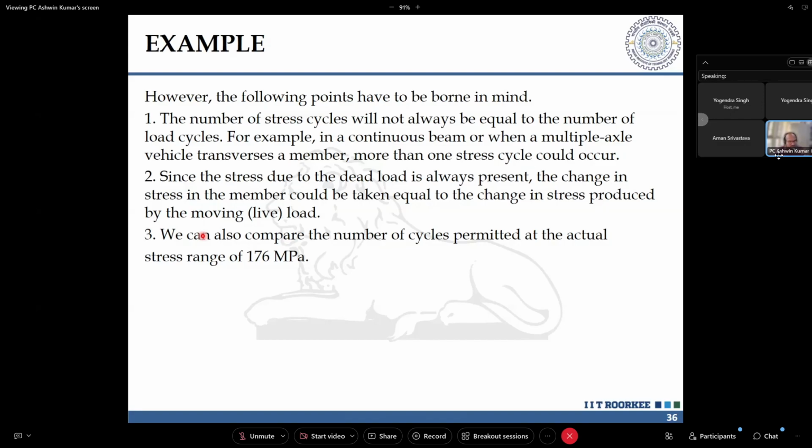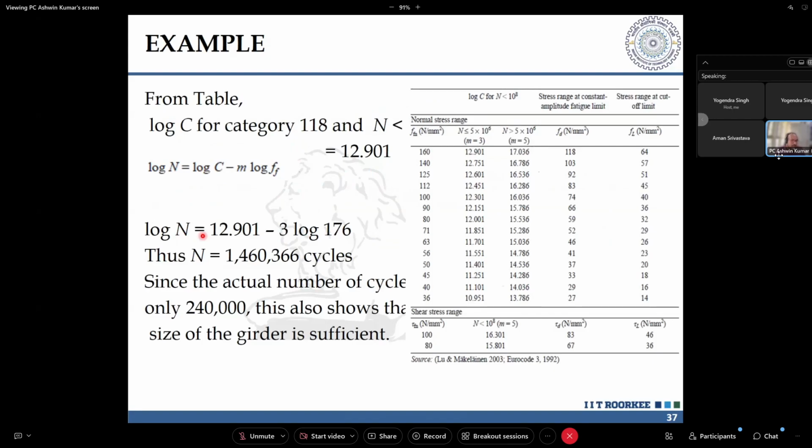Now, one small reverse calculation was done: if my flexural stress is 176 MPa, for that particular 118 category, how many cycles can it take? You remember the limited life and infinite life. The limited life that my girder can take is 1.46 million cycles. Whereas when we did our calculation with respect to the number of hours it will be operational over the year and the service life, it will only be subjected to about 24 into 10 power 4 cycles. So the calculation also shows it is safe.